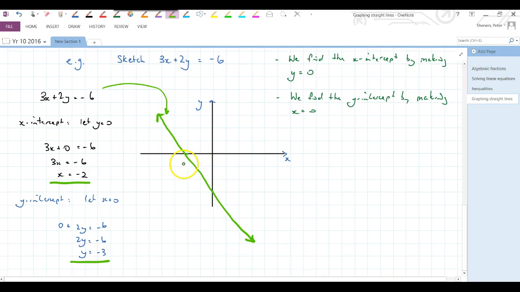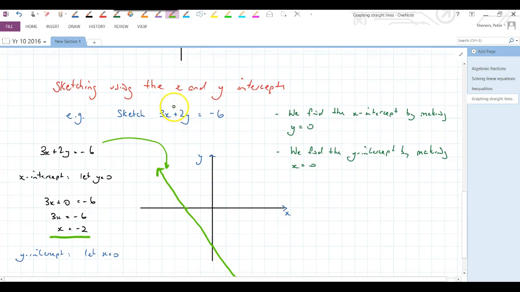Now the reason we use those 2 points is because isn't it nice, if you make y equal to 0, it just dissolves this whole term. So we're just solving a very simple equation. And the same over here, when we let x equal to 0, we just solve for y quite simply. We can get those 2 points and we're away.